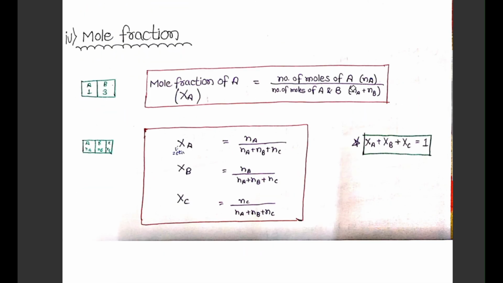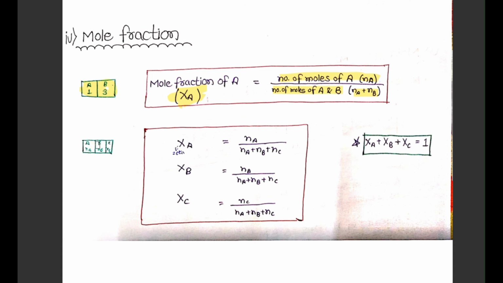Now let us come to mole fraction. Mole fraction is one of the important topics of this chapter. In case of a two component solution, A and B, the mole fraction of A, that is xi A, is written as number of moles of A, that is Na, divided by total number of moles, or number of moles of A and B, that is Na plus Nb. This is the formula when there are two components in the solution.